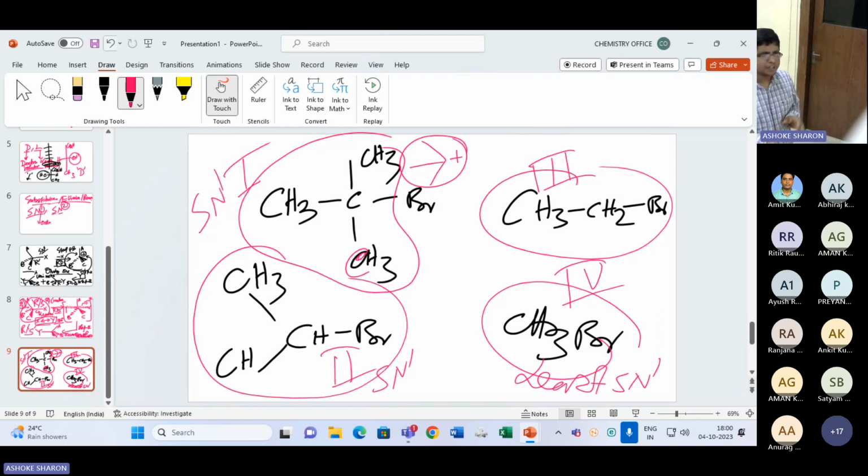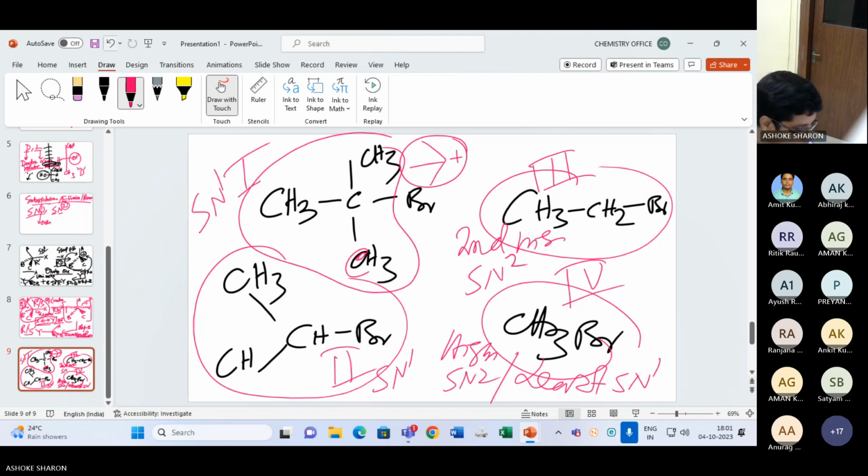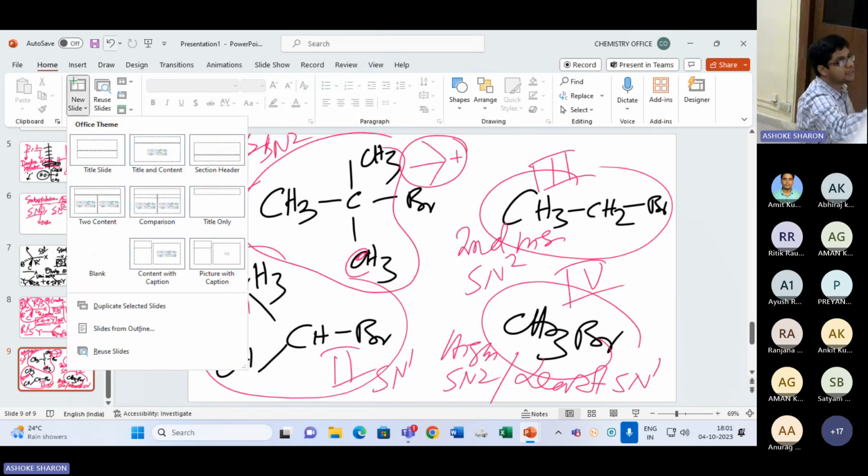Now, if you consider SN2 reactions, the reverse holds: the less substituted one will always be preferred, because when any nucleophile attacks, it always prefers the less substituted one. The less substituted one will be this one. That means least SN1 means highest SN2. Then this will be the second highest SN2, then the third highest, and this will be the least SN2 reaction.